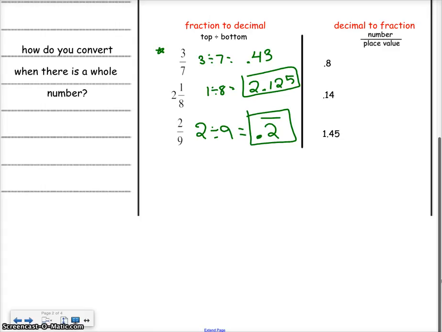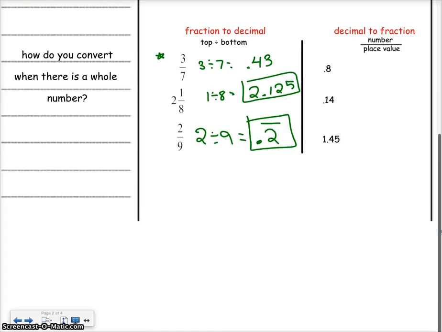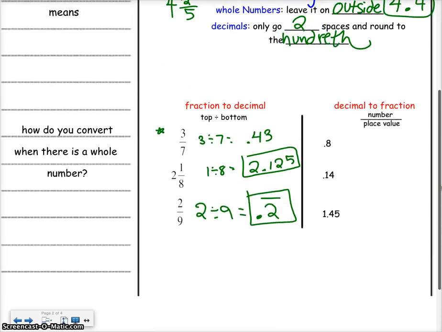All right, so do you feel like you can convert from a fraction to a decimal? Tell someone next to you what you do to convert from a fraction to a decimal. I'm hearing awesome vocab words. You divide the numerator and denominator. That is super fancy. I like that math vocabulary.